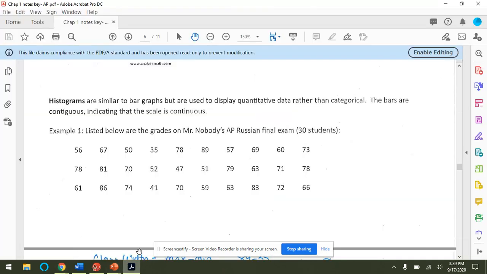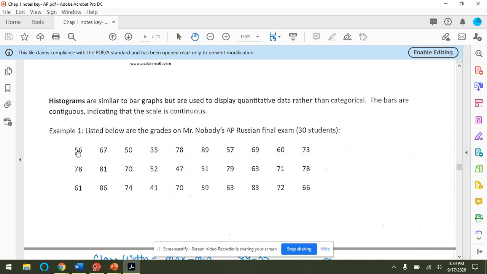Okay, so now what we're going to do is talk about a histogram. Histograms are super similar looking to bar graphs, but they're used to display quantitative data rather than categorical. The bars are contiguous, indicating that the scale is continuous. The bars have to be touched to each other. They can't be separated. All right.